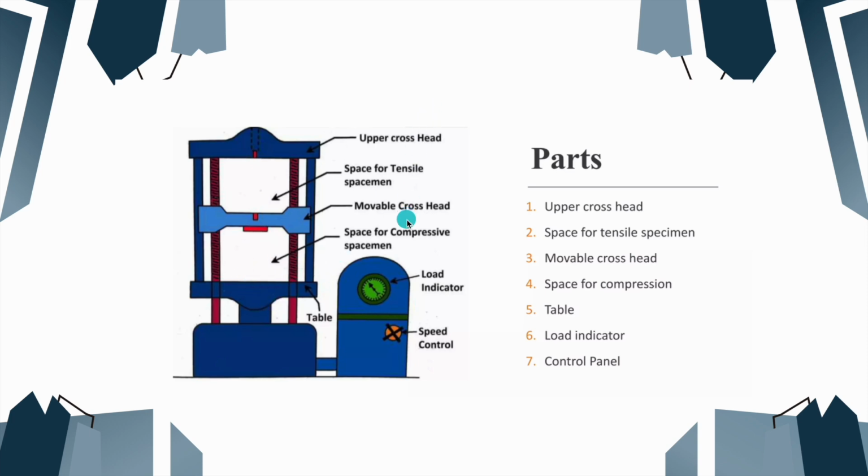Next we have a table here where we can place it. This is the part that will separate the universal testing machines, which we will classify in the coming parts. And this is the load indicator, and this is a speed control.